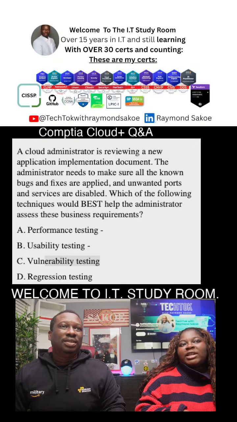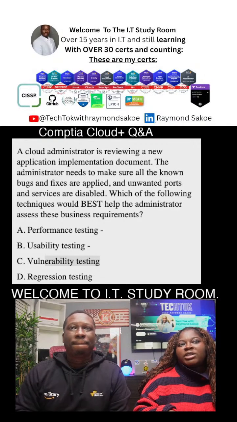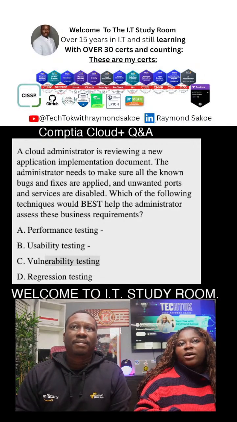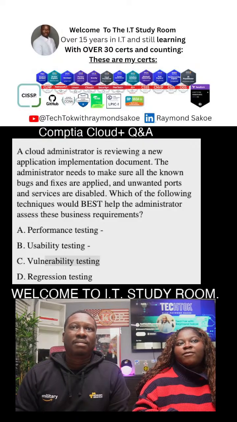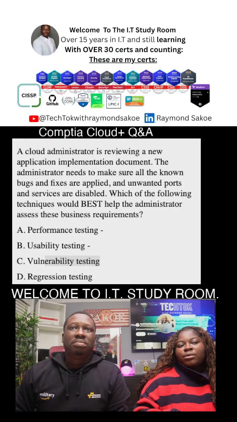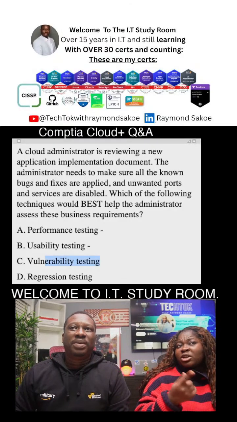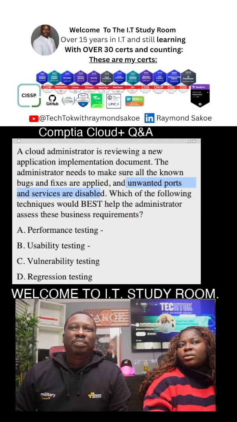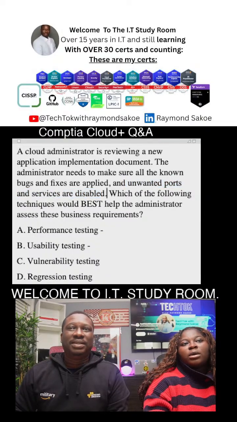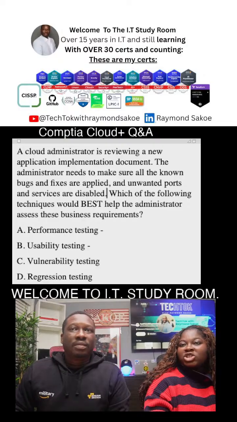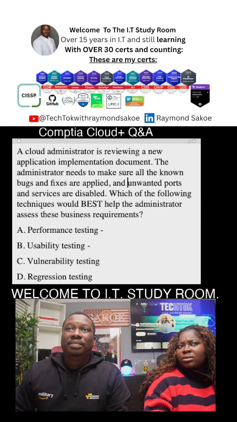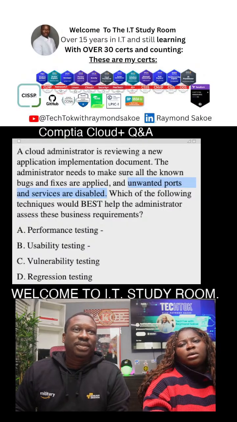And then Kobe says that he thinks performance means functionality, and involves checking everything. Not really, but it was a good point though. Performance wouldn't check that ports and services are disabled. So performance testing would not check that unwanted ports and services are disabled. It wouldn't test for that.